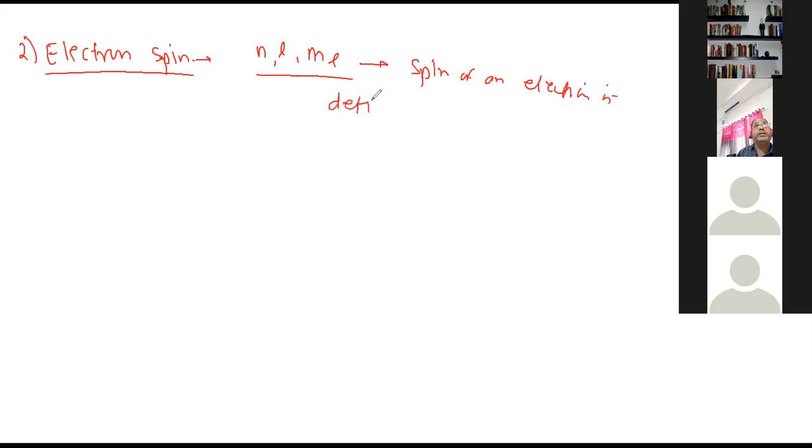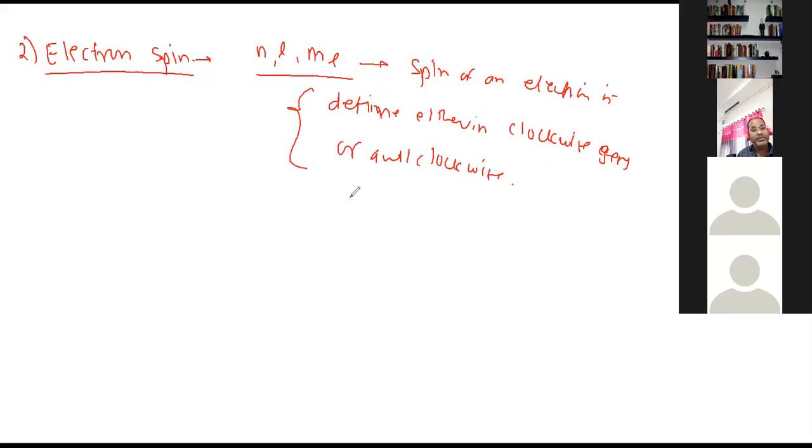is definite, either in clockwise sense or anti-clockwise sense. Means if you consider the spin of an electron in the presence of an external magnetic field, the direction of spin is definite.